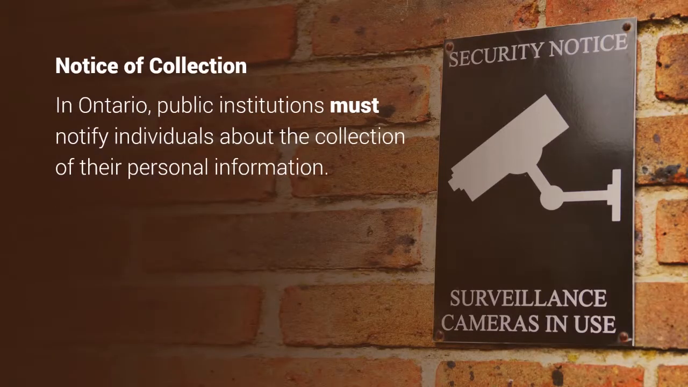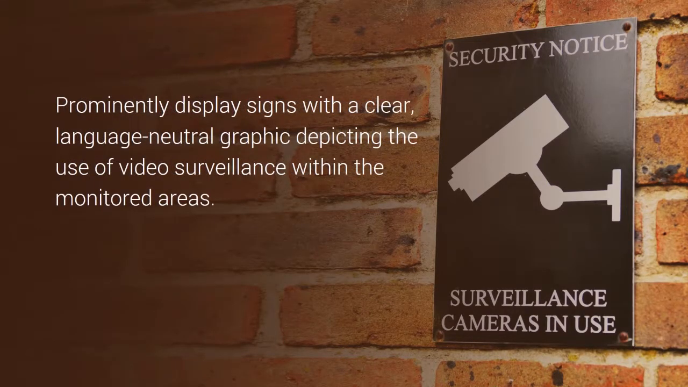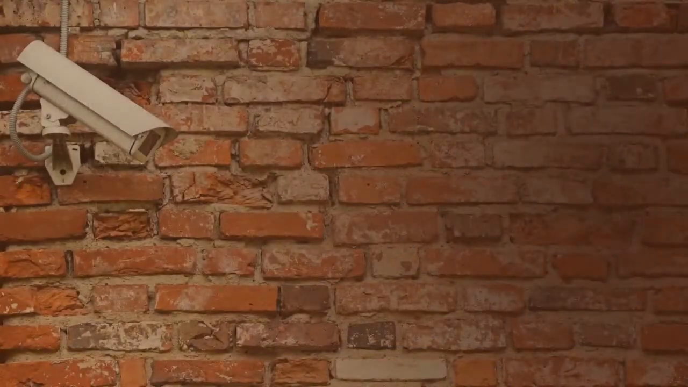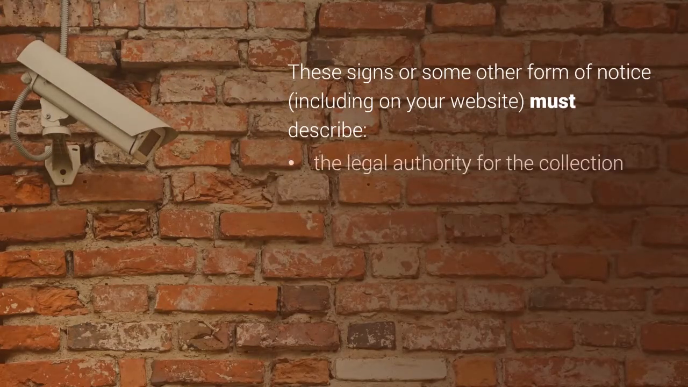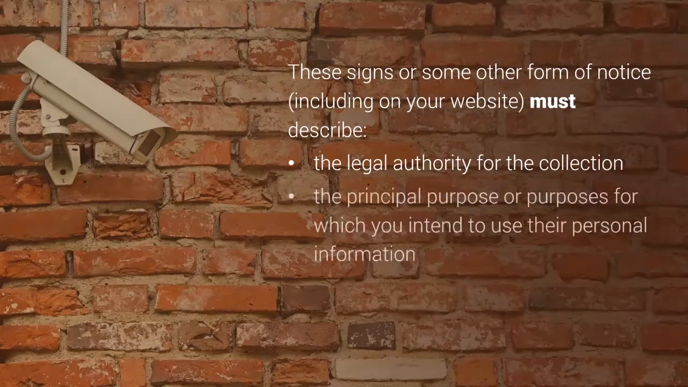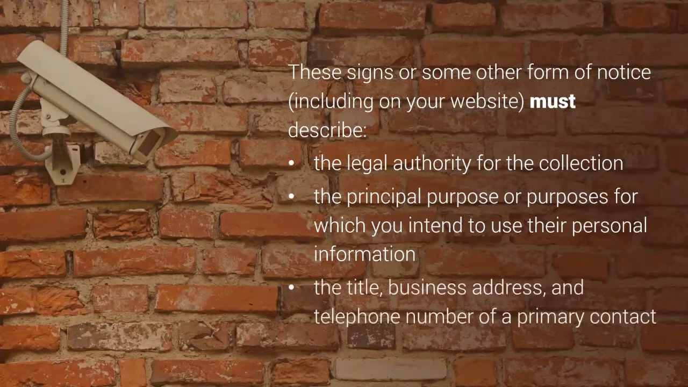To provide effective notice in the case of video surveillance, you should prominently display signs with a clear, language-neutral graphic depicting the use of video surveillance within the monitored areas. These signs, or some other form of notice, including a notice on your institution's website, must describe the legal authority for the collection, the principal purpose or purposes for which you intend to use the personal information, and the title, business address, and telephone number of a primary contact in case there are any questions.